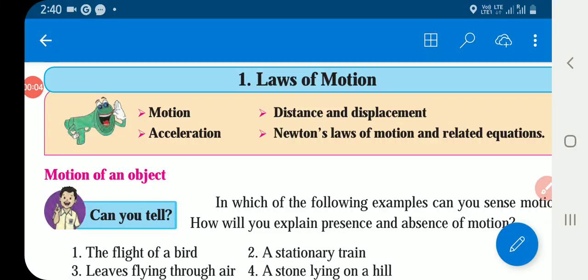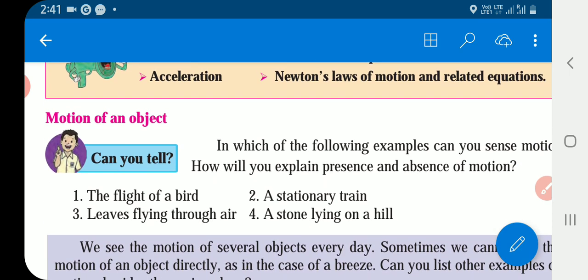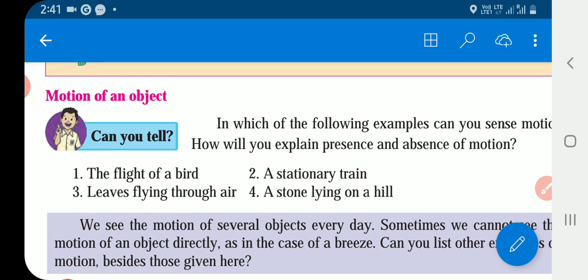Science and Technology, Science 1, Chapter 1, Laws of Motion. Here are the four main points we will discuss in this chapter: motion, acceleration, distance and displacement, Newton's laws of motion, and related motion. What is the motion of an object?